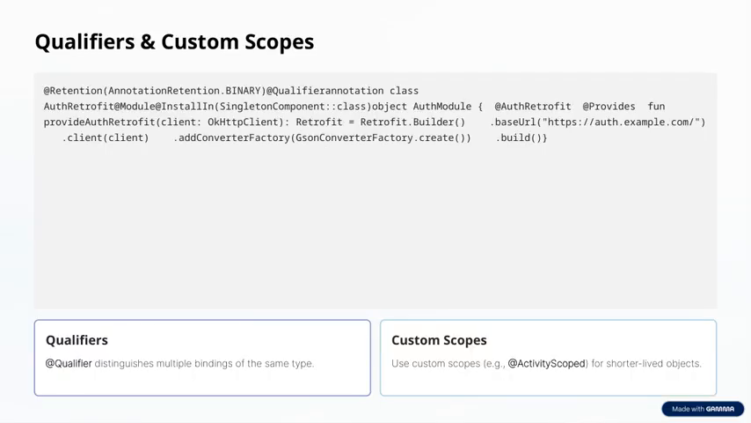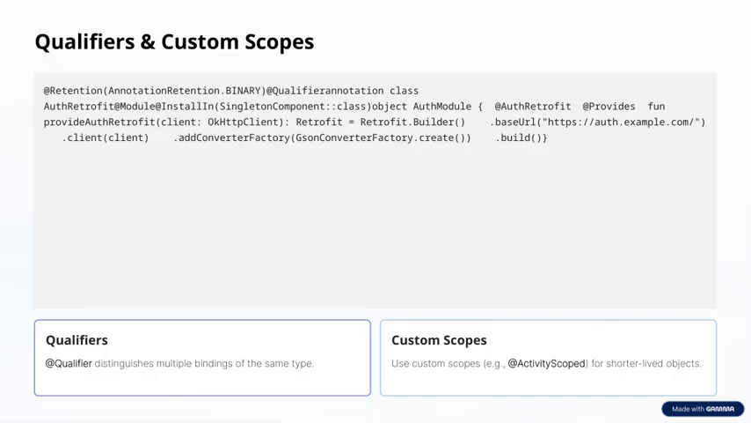All right, let's dive into qualifiers and custom scopes. First, qualifiers. These are really handy when you have multiple bindings of the same type. They help distinguish between them, making sure the right one gets injected where needed. For example, in our code, you see the @AuthRetrofit annotation. That acts as a qualifier, ensuring that when we request a Retrofit instance, we get the one configured for authentication.